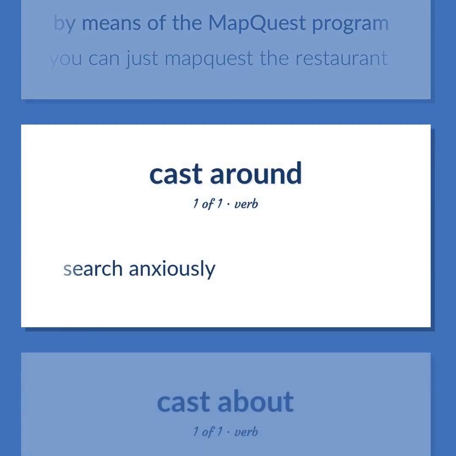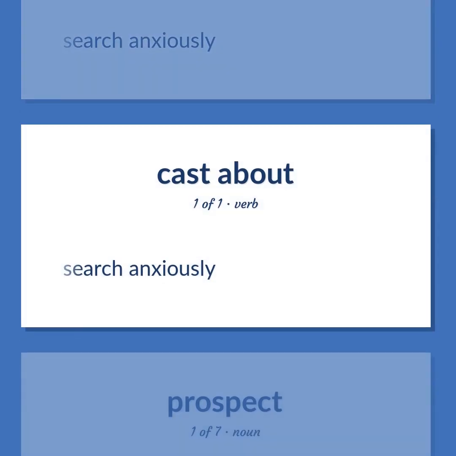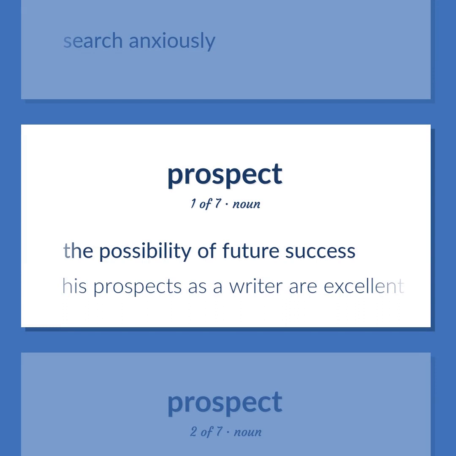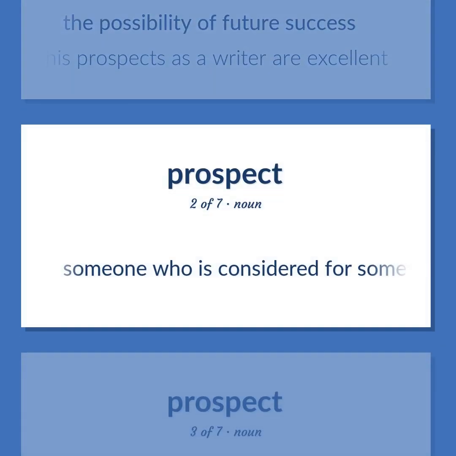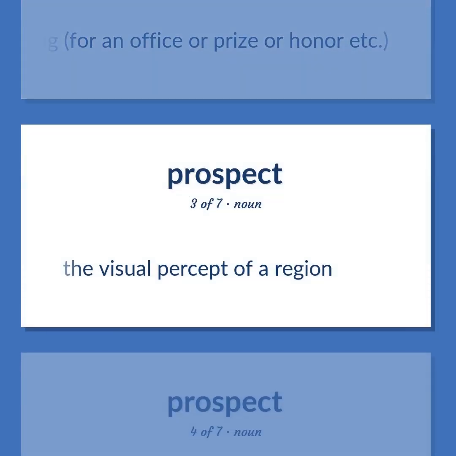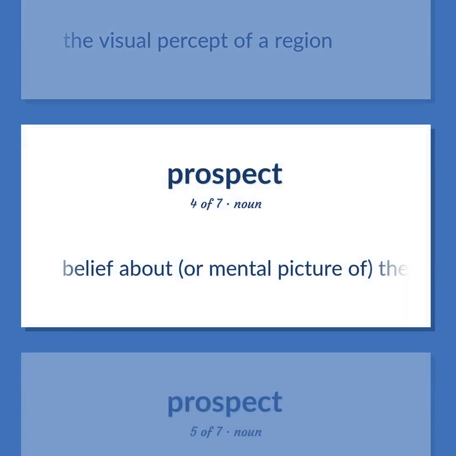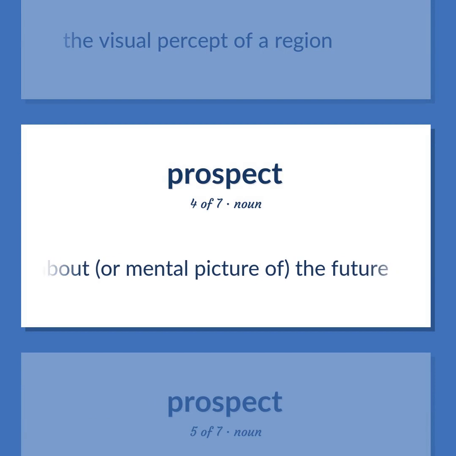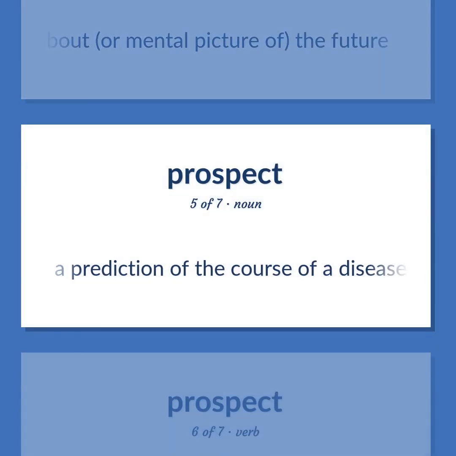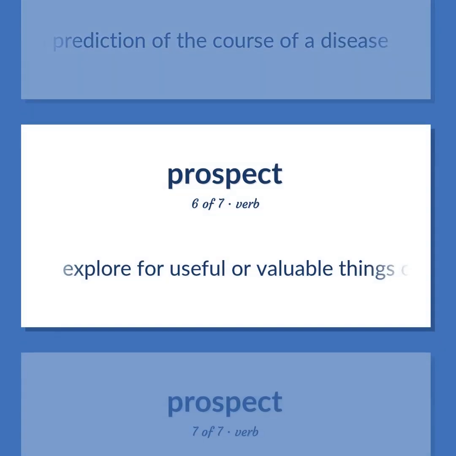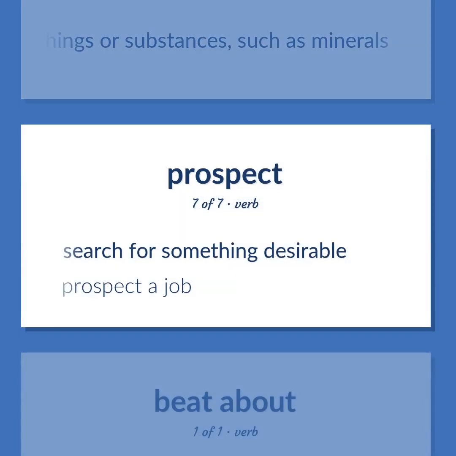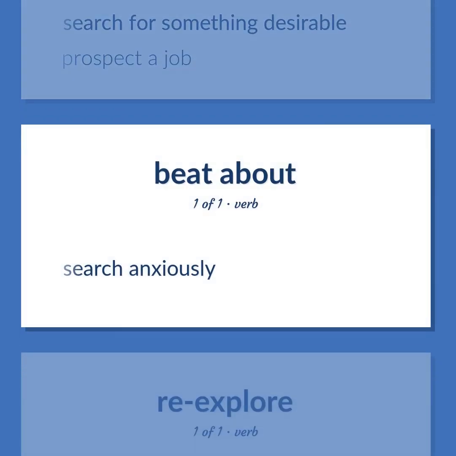Search anxiously. The possibility of future success. His prospects as a writer are excellent. Someone who is considered for something, for an office or prize or honor, etc. The visual percept of a region. Belief about, or mental picture of, the future. A prediction of the course of a disease. Explore for useful or valuable things or substances, such as minerals. Search for something desirable. Prospect a job. Search anxiously.